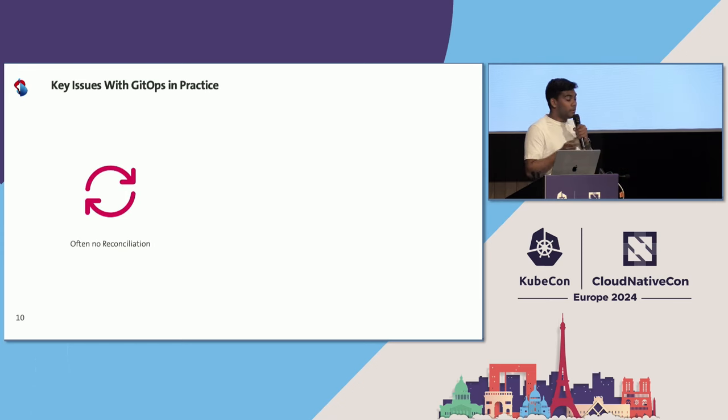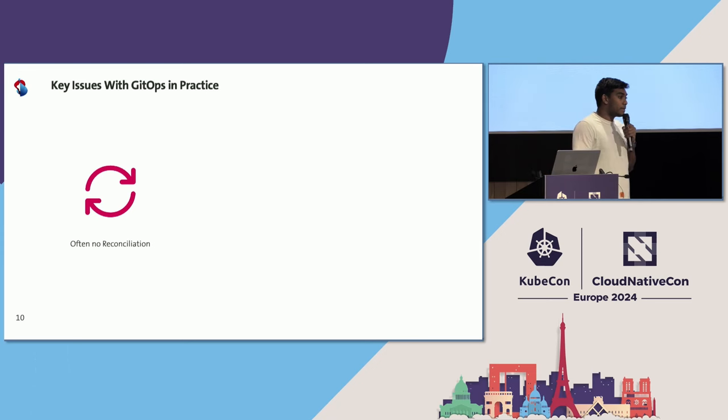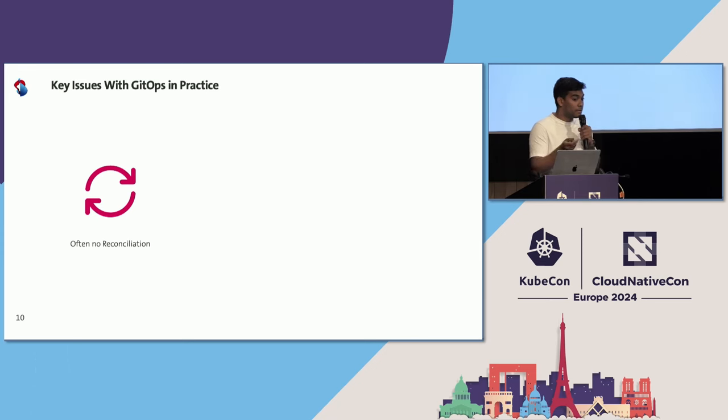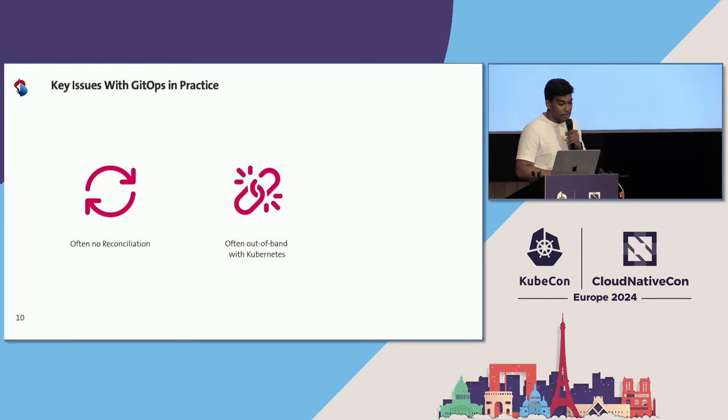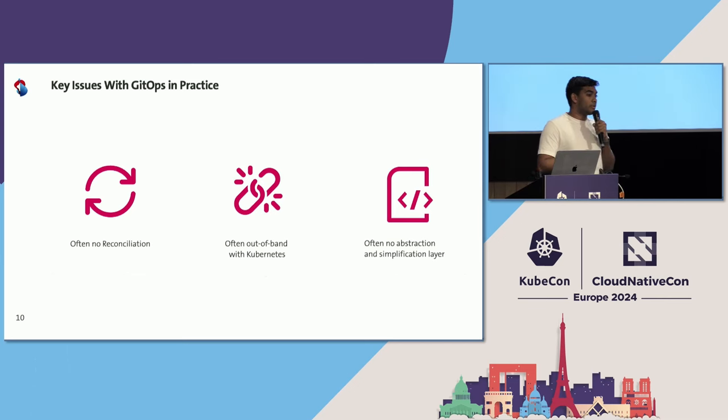So there's often no reconciliation aspect. It's more taking a fire and forget approach. It's out of band to Kubernetes, so we don't take full leverage of the Kubernetes orchestration. And also, it's missing the simplification of it. So for the network engineers, it's quite complex to scale our automation framework, what we have implemented.